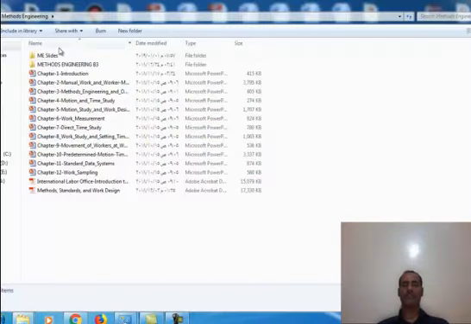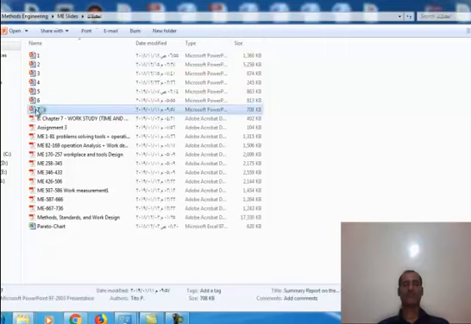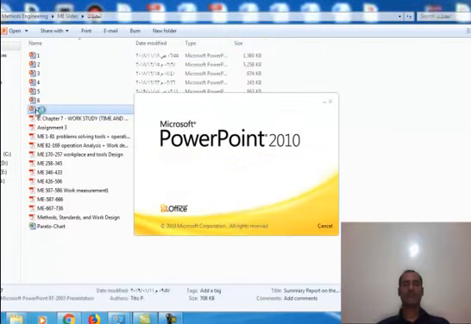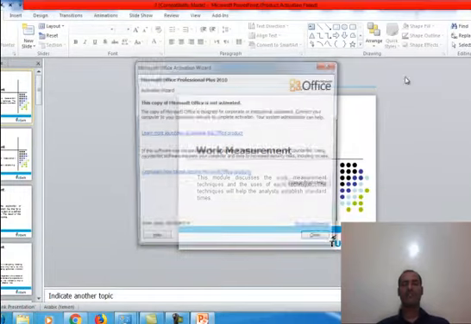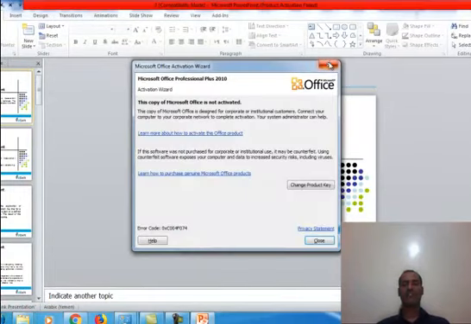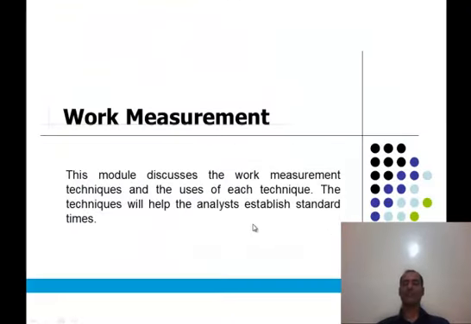Okay, today we will continue with the seventh module, which is work measurement. This module will discuss some points: what is work measurement, what are the benefits of work measurement, what are the techniques for work measurement, and what is the relation between work measurement and time study.